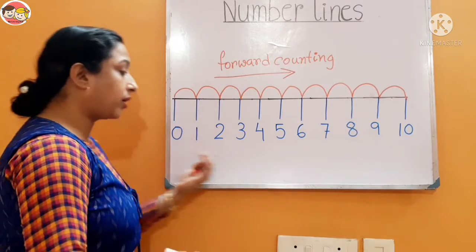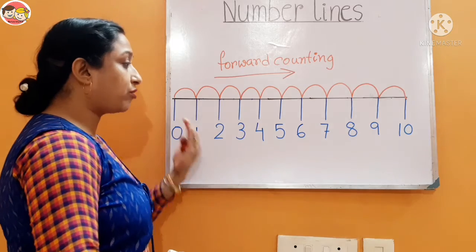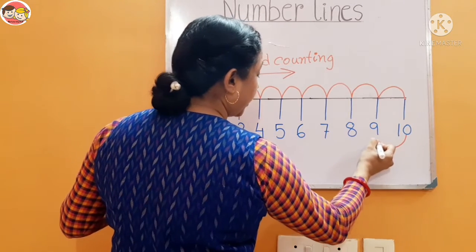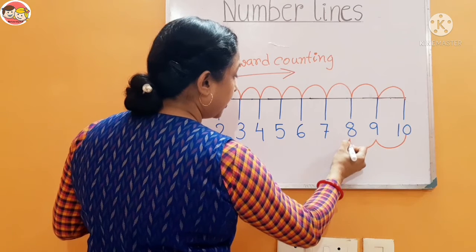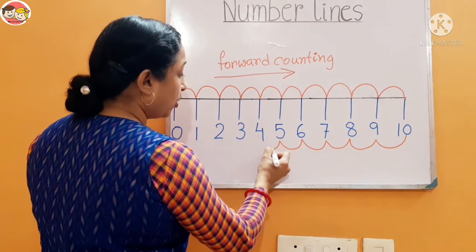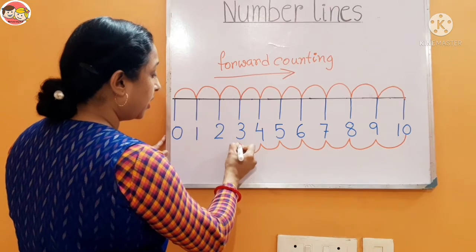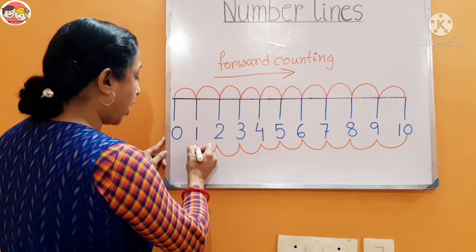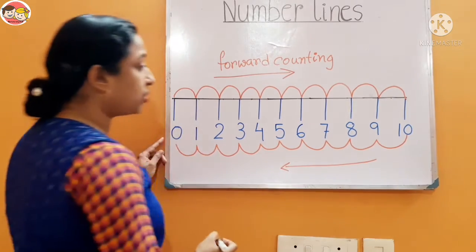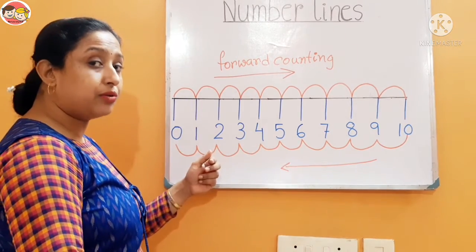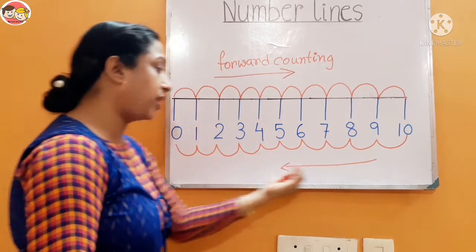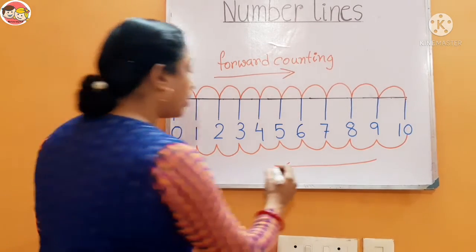Now, backward counting means piche aana. So we have to start from 10 to 0. So start. 10, then 9, then 8, then 7, 6, 5, 4, 3, 2, 1, 0. So this is called backward counting. Means piche aana. Forward means aage badhna. Backward means piche jana. So this is called backward counting.